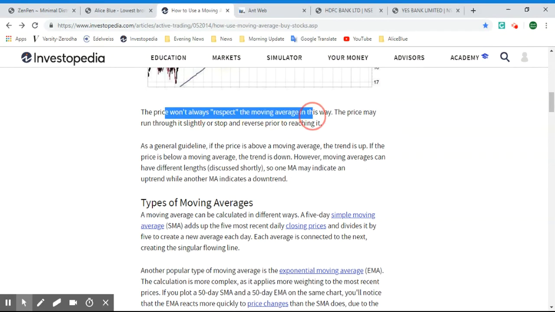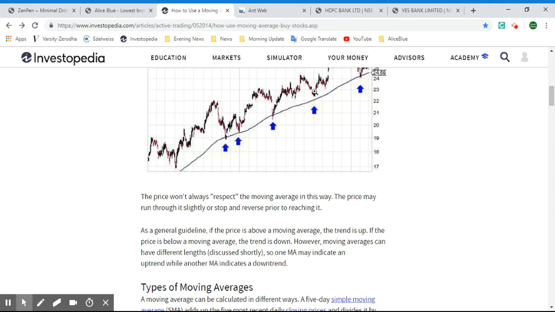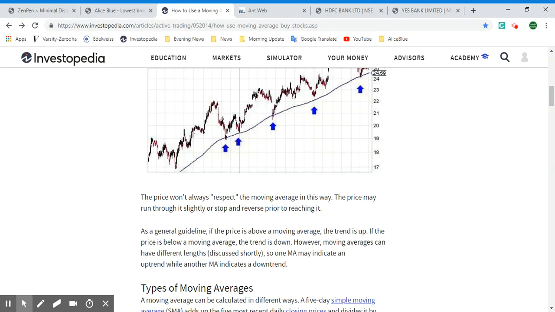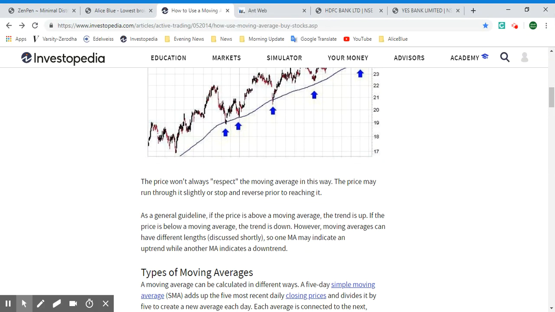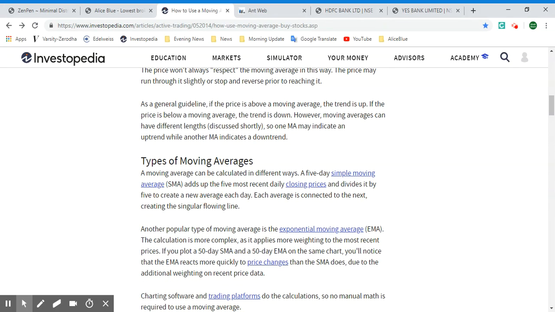The price hits the level and then starts to drop again. This is not always true. Sometimes the moving average will act as a support level or resistance level, but sometimes the market can be volatile and unpredictable as well. So let's look at some different types of moving average.